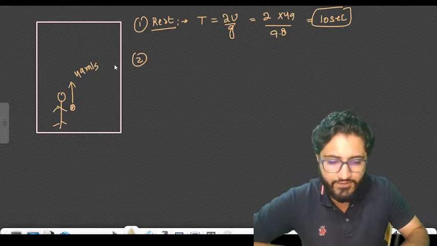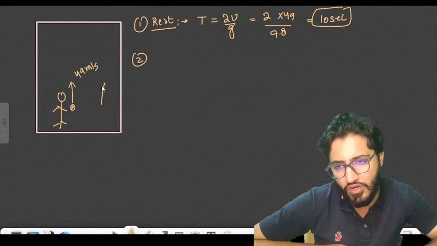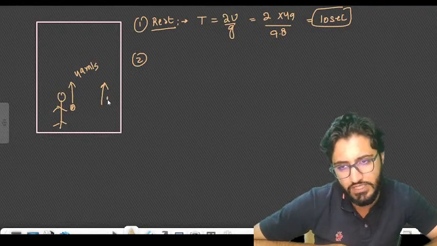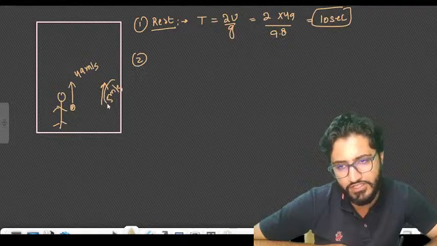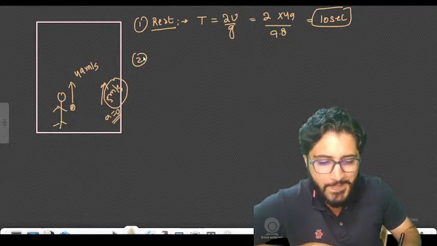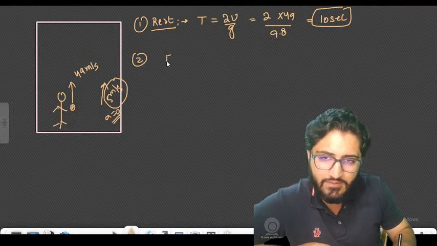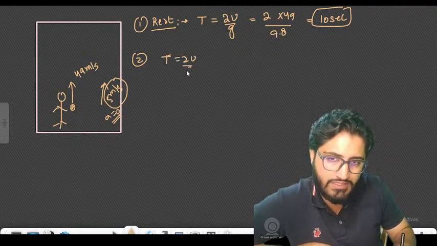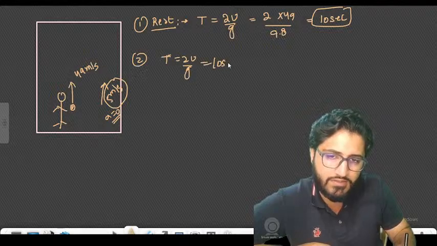Second thing, if it is going with a constant velocity, that is 5 meters per second. If this is constant, then acceleration is also 0. Okay, so you will write t equals 2u by g, it will be the same, 10 seconds.